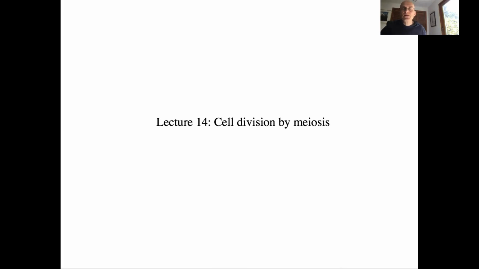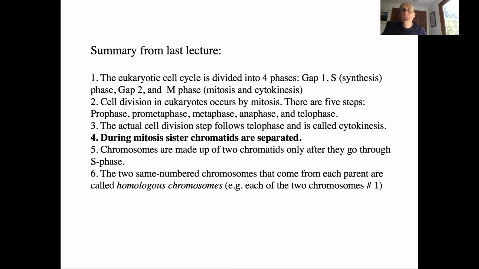This lecture is about the second part of our cell division discussion, and this is centering on meiosis. Last time we talked about mitosis. I said at the end of the lecture that the eukaryotic cell cycle is divided into four phases. Gap 1, the S phase, which is the synthesis phase where DNA is synthesized. Gap 2 and the M phase, which includes mitosis and cytokinesis.